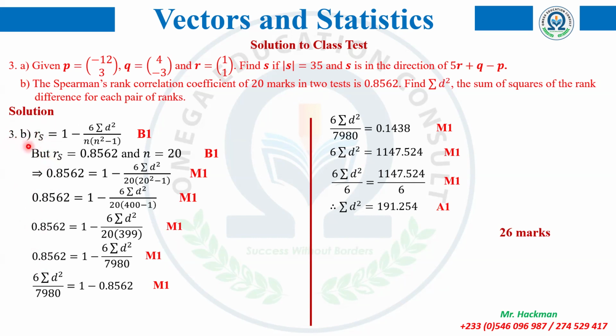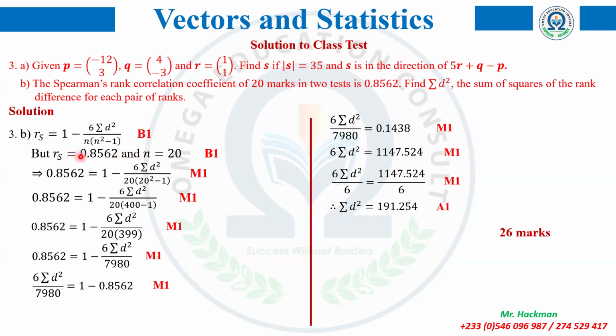So now 3B, you know that the Spearman's rank correlation coefficient comes with a formula. So quote the formula and let the formula guide you. The Spearman's rank correlation coefficient, usually denoted by small r, sub big S, or S for Spearman's, is equal to, quote the formula. And if you're able to do that, B1, let the formula talk to you.